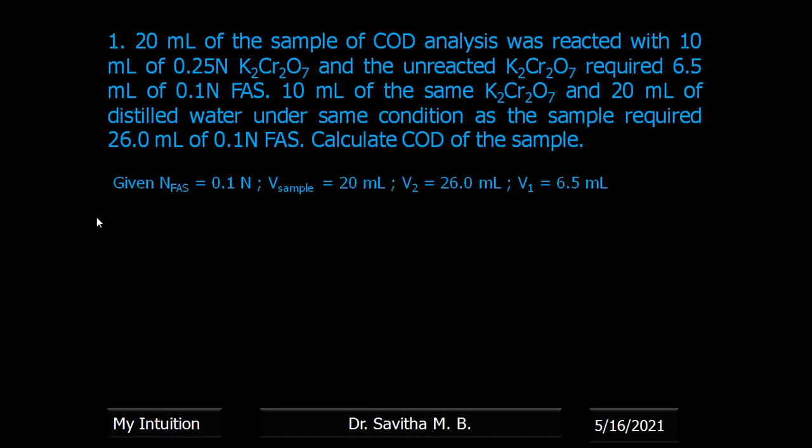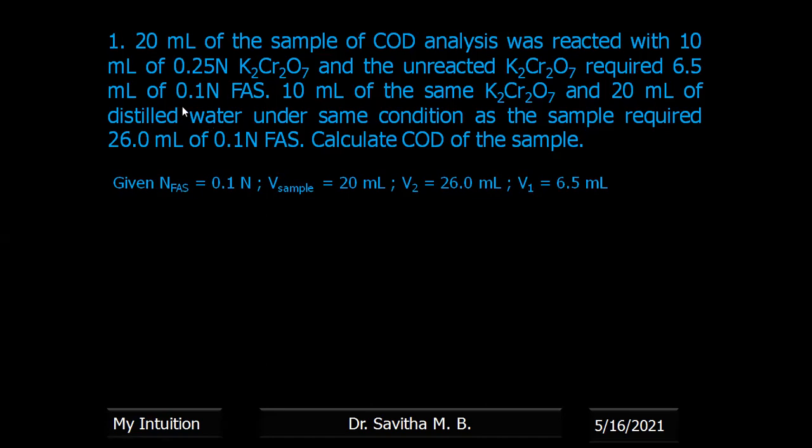We just need, if you see the formula, to know the normality of FAS. See, normality of FAS is given. Okay, first write down the formula and see, extract what is required. Next see the formula says blank minus back into normality of FAS into 8 into 1000 divided by volume of sample. Okay, 8 and 1000 are constant. We need to find out first V2. V2 means it is the blank titer value. What is the blank titer value?